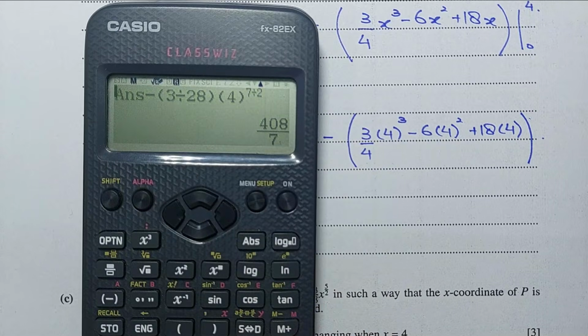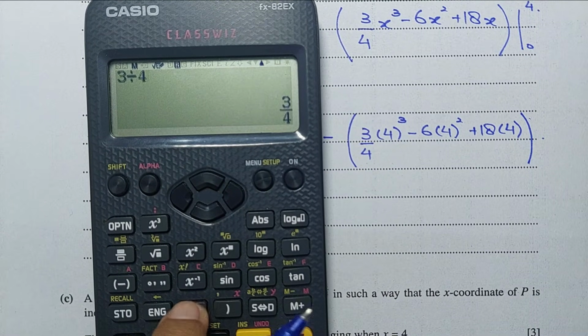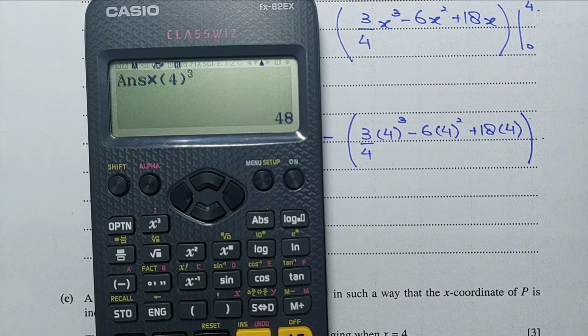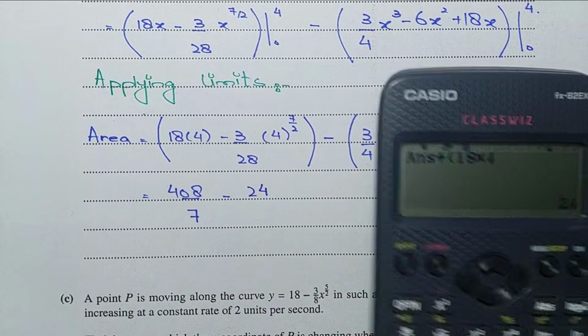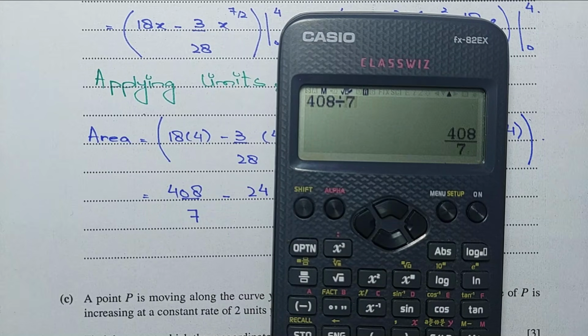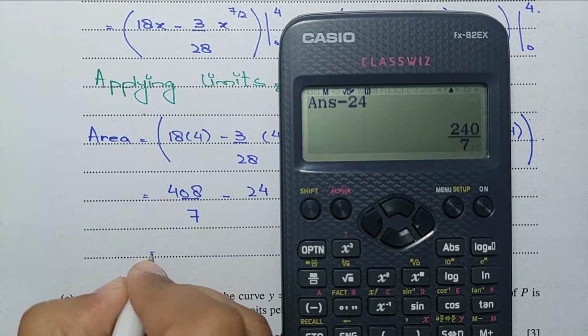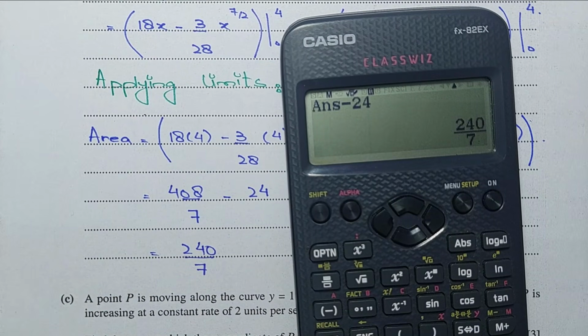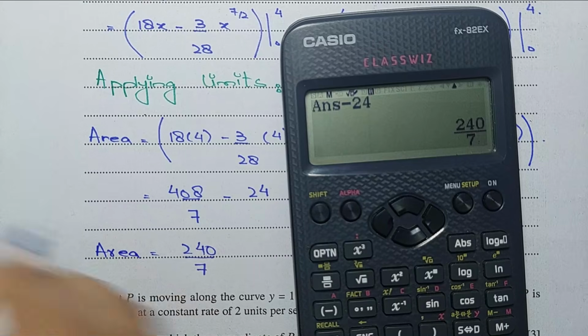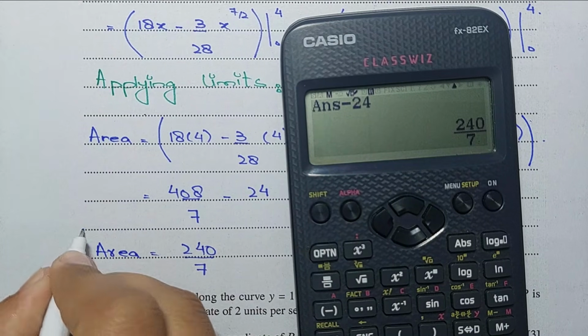Subtract the lower limit, 3 divided by 4 times 4 to the power 3 minus 6 into 4 square and plus 18 into 4, 24 minus 24. 408 divided by 7 minus 24 is 240 over 7. This would be the area, the shaded area, we can say, between the two curves.